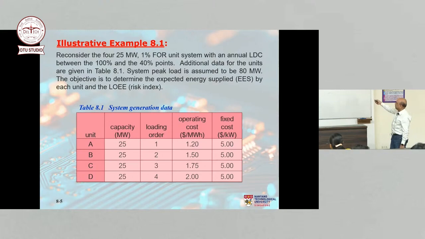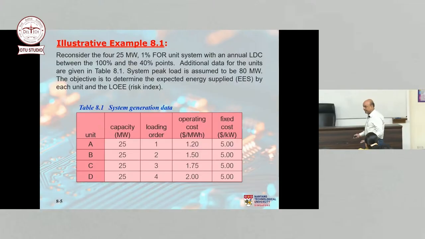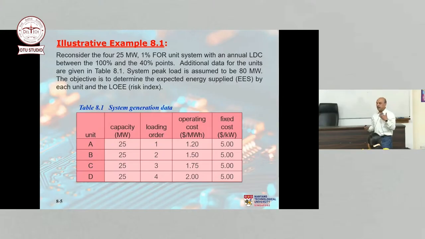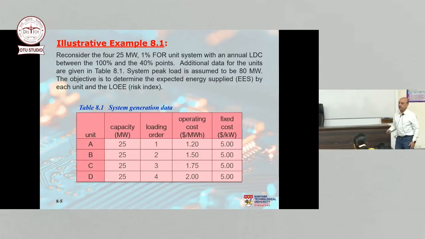The objective is to determine the EE, energy supplied by each generator, and the risk, loss of energy expectation. The good thing about this method is that you not only calculate the risk, you also calculate how much energy each generator is supplying. That is a byproduct of the method. So in a way, you are getting more information as opposed to the loss of load expectation method.